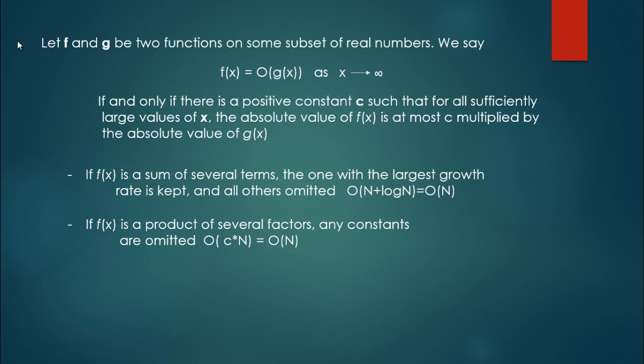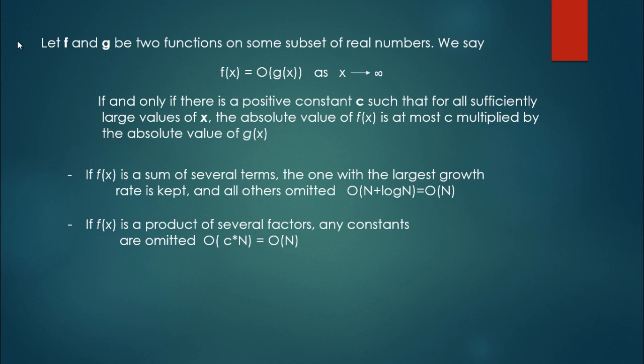And the concrete definition is that, let f and g be two functions on some subset of real numbers, then we say that f(x) is equal to big O of g(x) as x tends to infinity if and only if there is a positive constant c such that for all sufficiently large values of x, the absolute value of f(x) is at most c multiplied by the absolute value of g(x).